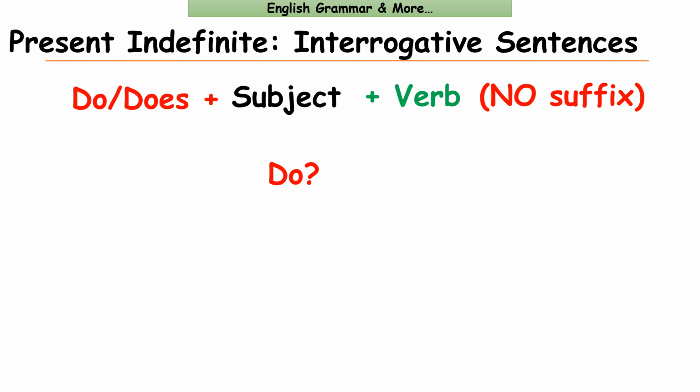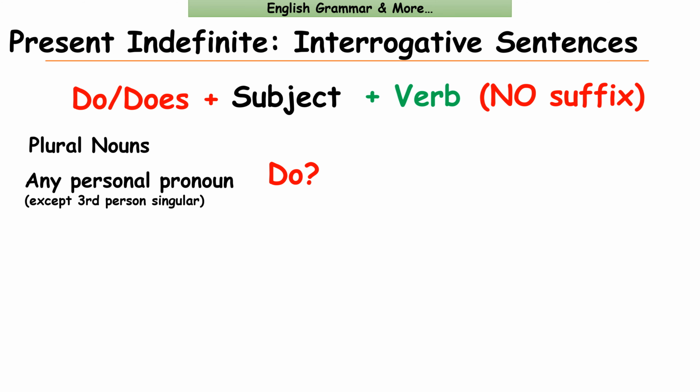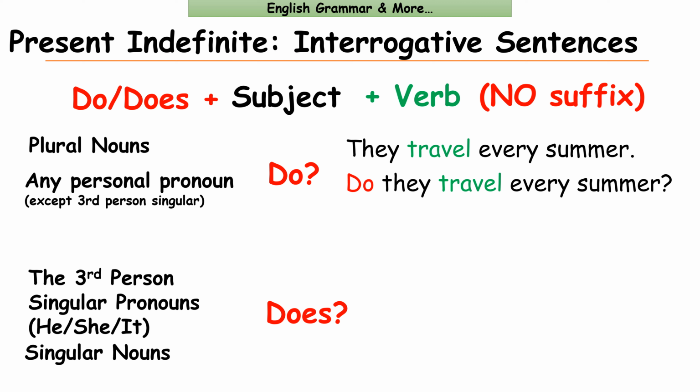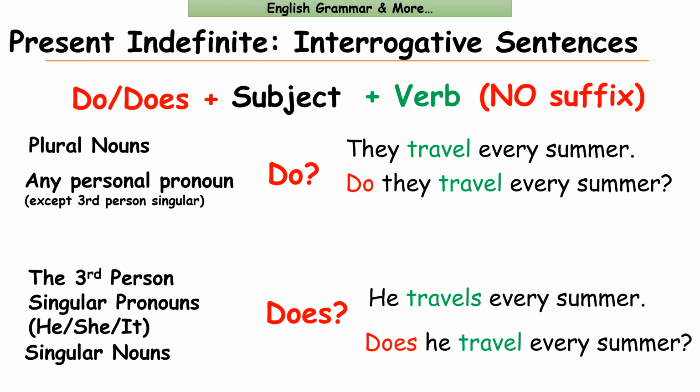Now we start the interrogative sentence with do when the subject is either a plural noun or any personal pronoun except the third person singular. For example, they travel every summer. Do they travel every summer? And we start the interrogative sentence with does when the subject is either a singular noun or the third person singular pronoun. For example, he travels every summer. Does he travel every summer?